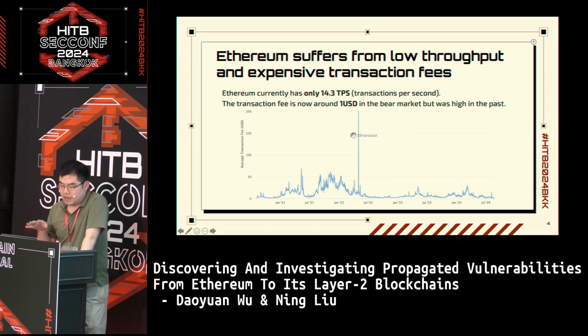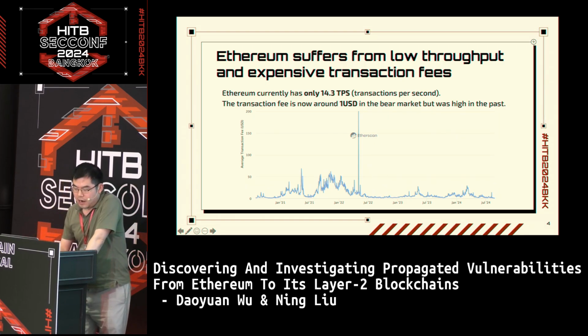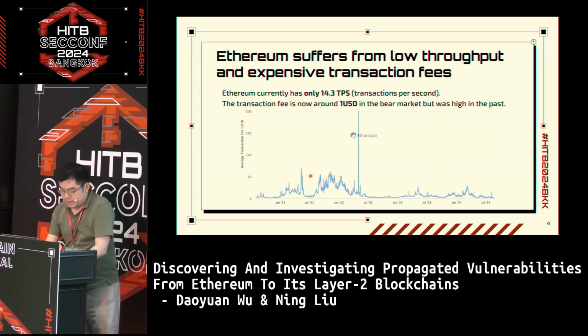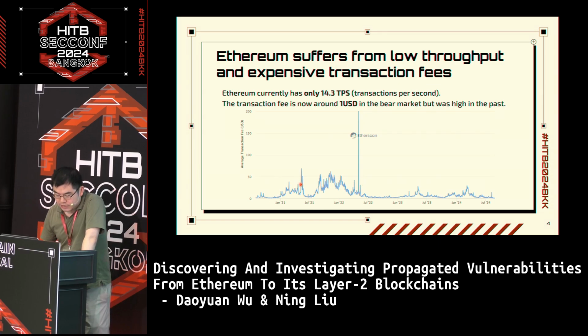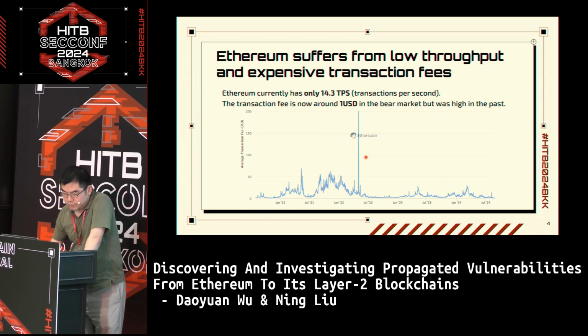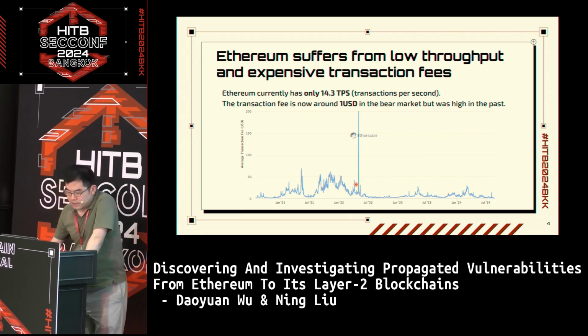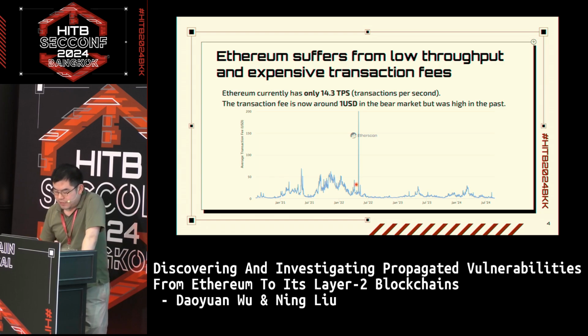Another more serious thing is that the transaction fee is actually quite expensive. Even currently, in the bear market, the transaction fee can be up to $1 per transaction. And as you can see here in the previous bull market, a typical transaction could cost a dozen US dollars and even $250. This particular time may be due to the popularity of NFTs, so it takes so many transaction fees.